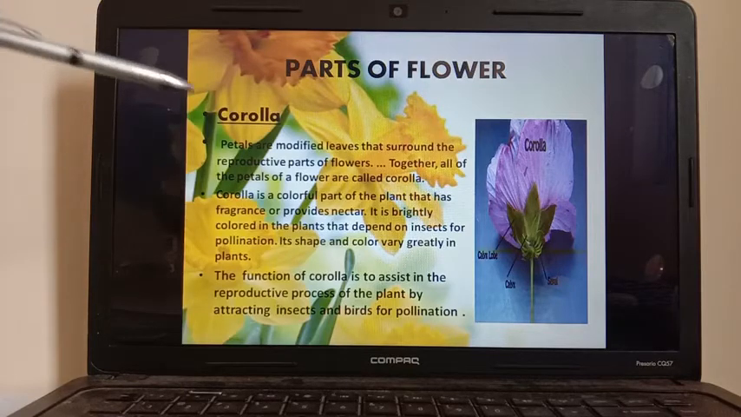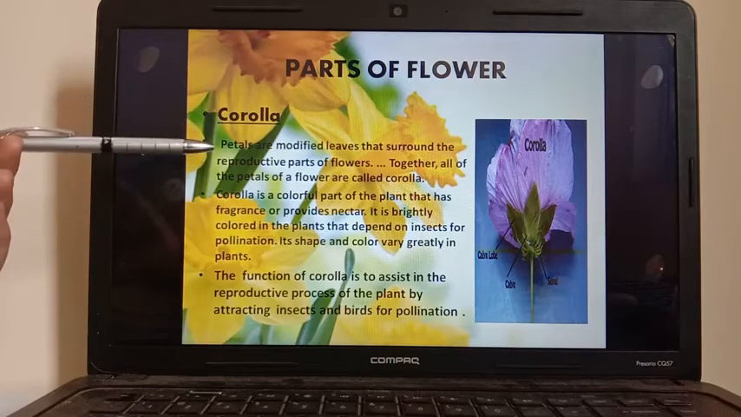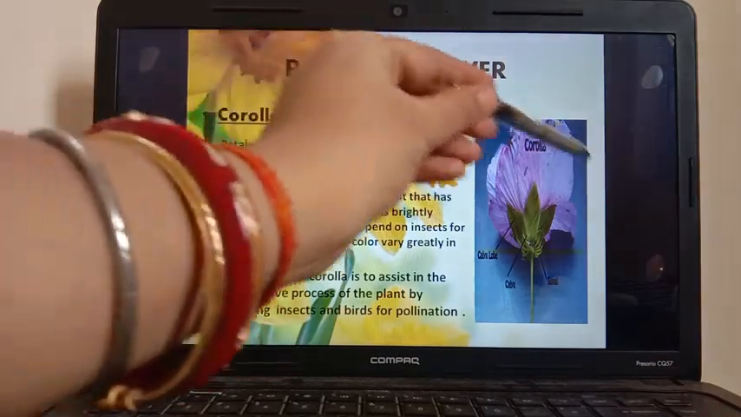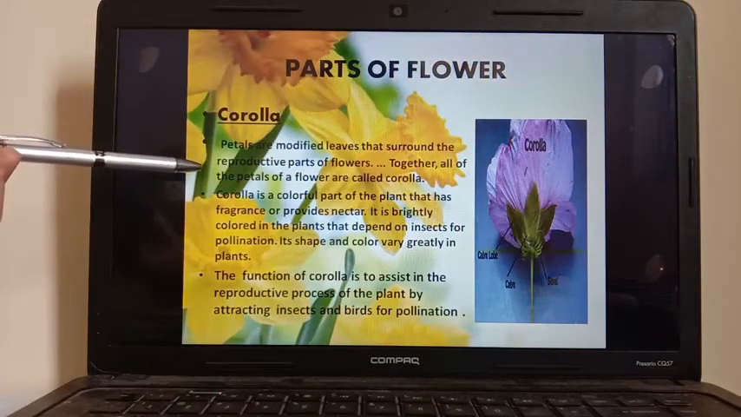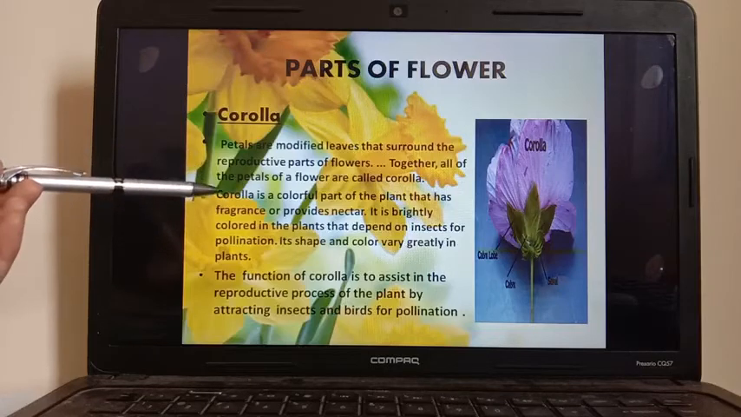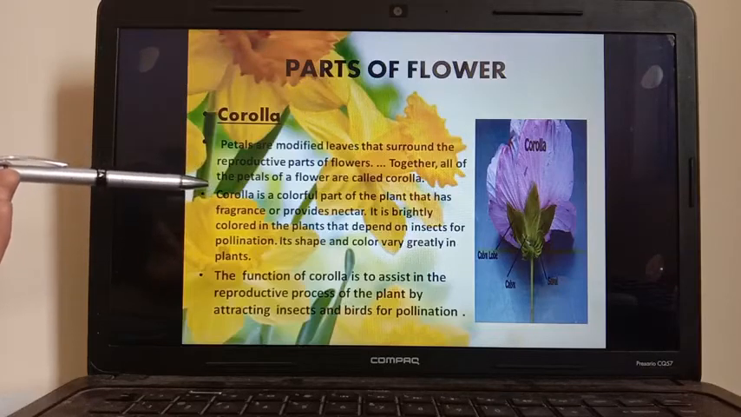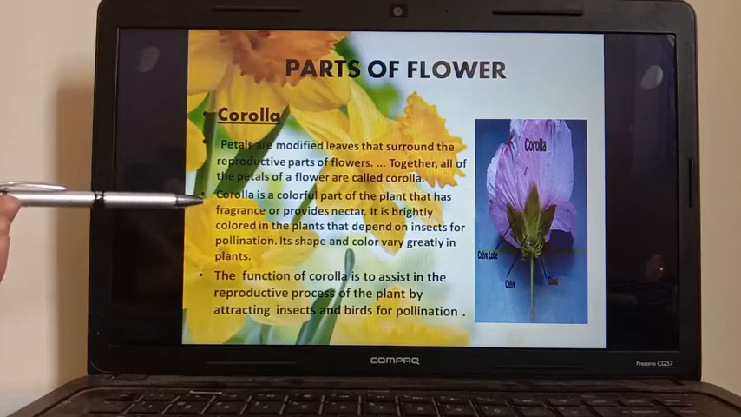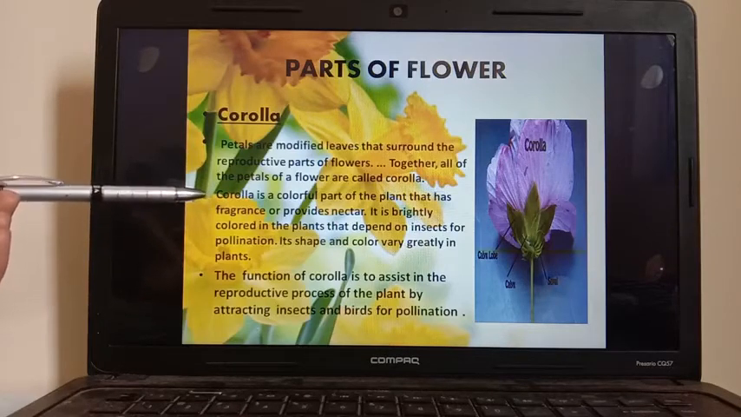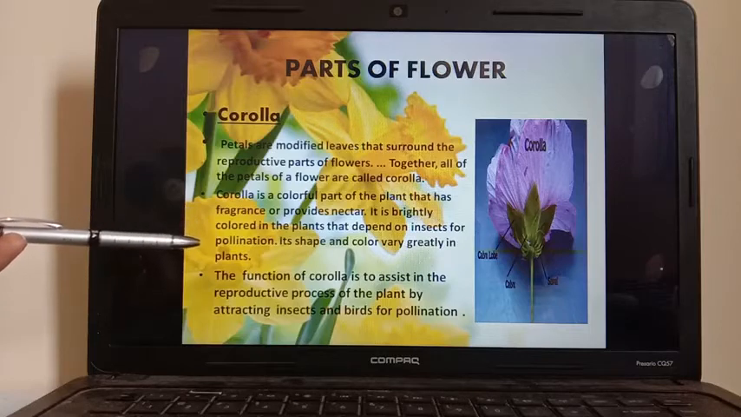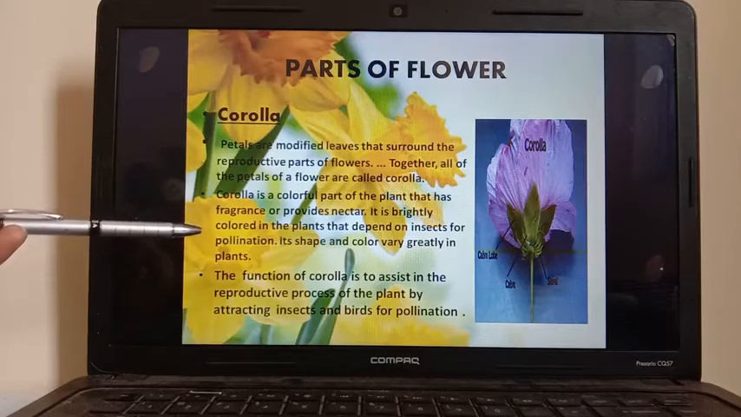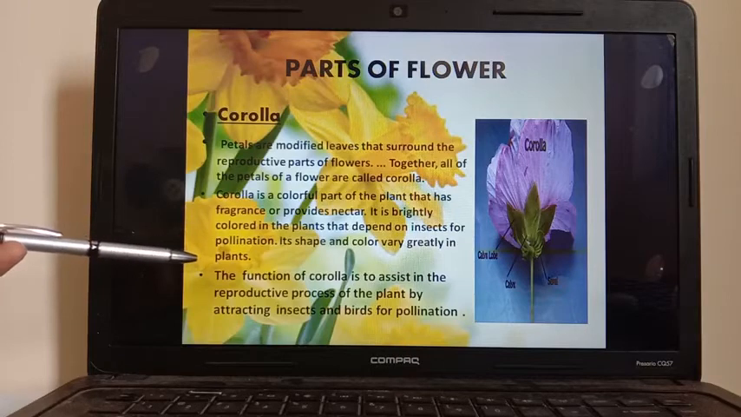So petals are modified leaves that surround the reproductive parts of the flower. You can see this is the corolla, the group of petals. Together all the petals of the flower are called corolla. Corolla is a colorful part of the plant that has fragrance or provides nectar. Nectar is the sweet fluid from which honey is prepared. It is brightly colored in the plants that depend on insects for pollination. Its shape and color vary greatly in plants. So many shapes and colors of the petals you all have seen.